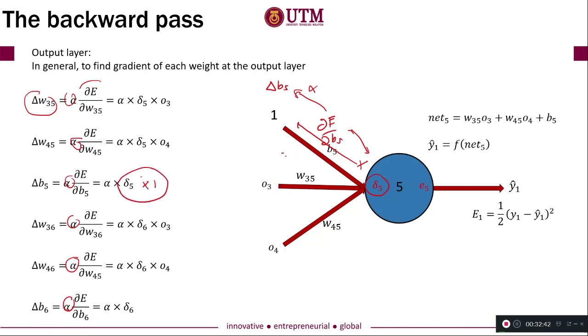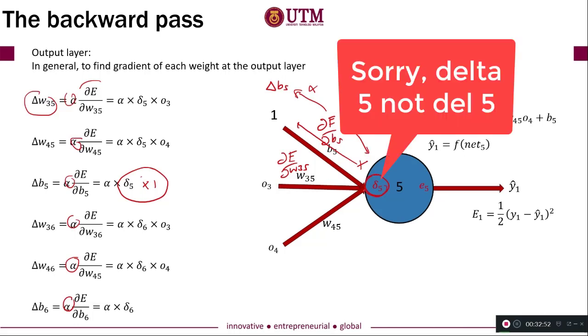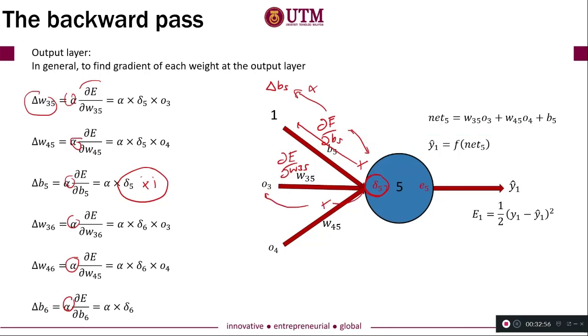To find del E over del W35, you need to take this delta 5 and multiply it with O3. So that's why you can see that to find W35, delta 5 is multiplied with O3. Delta 5 multiplied with this one, you get this one. And again, to find del E over del W45, delta 5 multiplied with O4, then you get this one. So you can see that is the pattern.